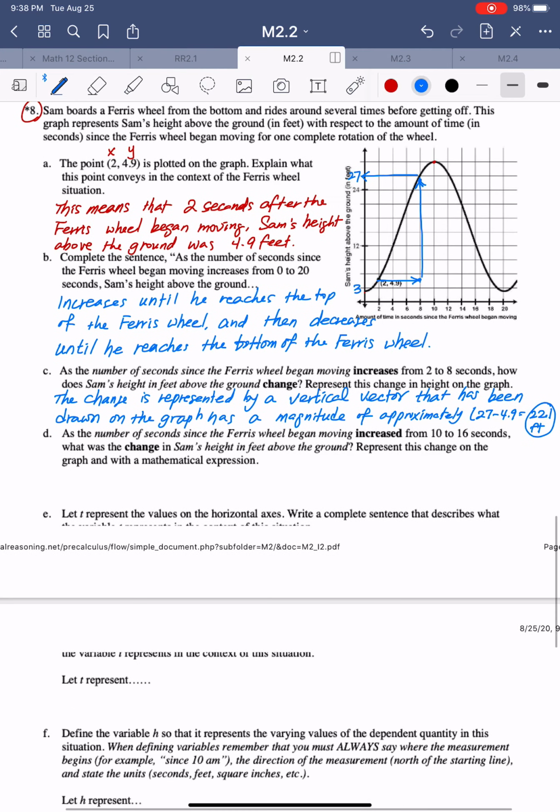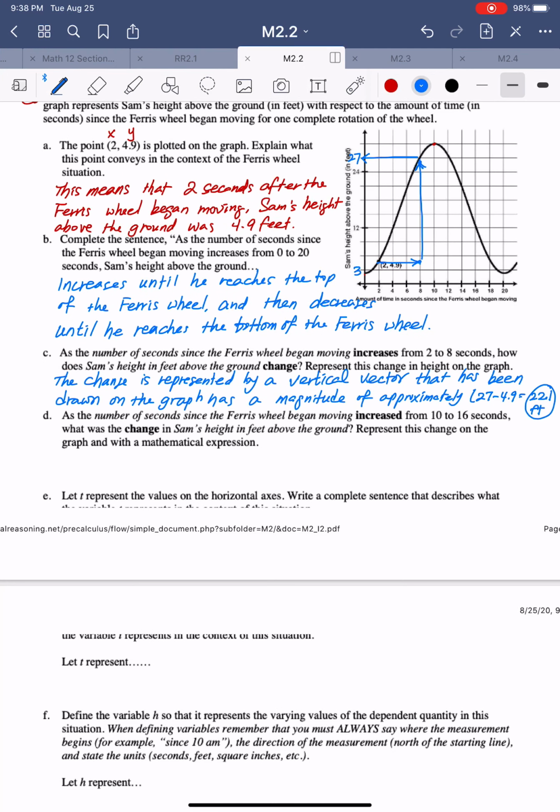Now the letter D. As the number of the seconds since the Ferris wheel began to move increases from 10 to 16 seconds, so it's from the 10, from right here, and then to the 16 seconds. So where's the 16 second? Right here, isn't it? Okay, so the time goes this way. So let me use a red. Okay, so time changes this much. Alright, so that's what they're talking about. What was the change in Sam's height in feet above the ground? Represent this change on the graph and with the mathematical expressions.